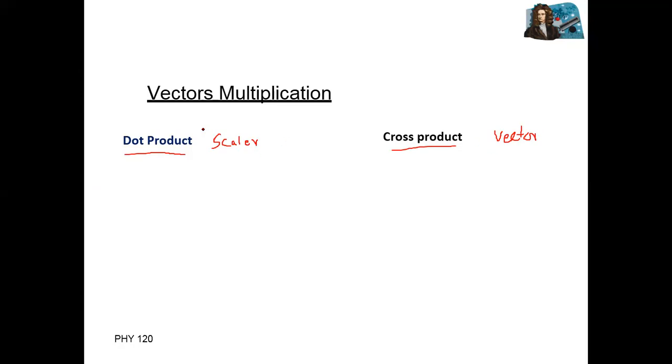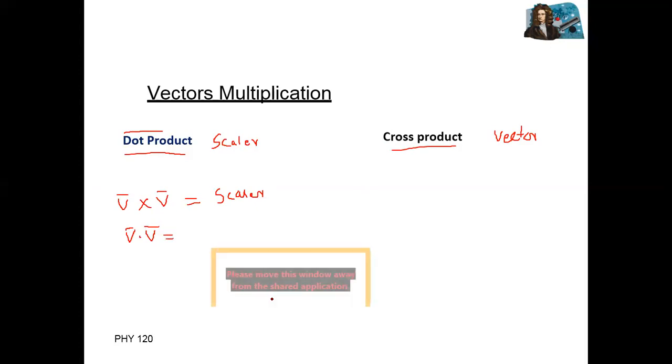Multiplication of vectors means when one vector is multiplied with another vector, and the result is a scalar quantity, not a vector quantity. That type of multiplication is called dot product or scalar product. We use a dot, like vector v dot vector v. So the representation is v dot v equal to what? Equal to a scalar quantity.